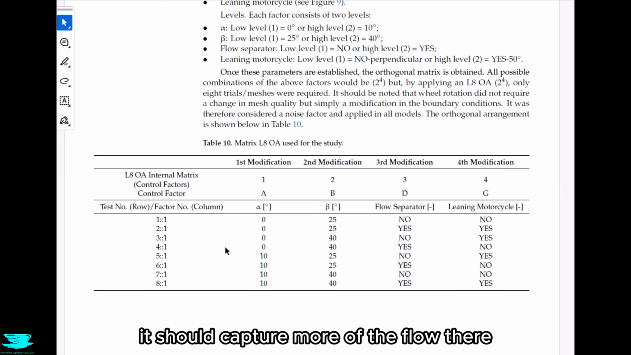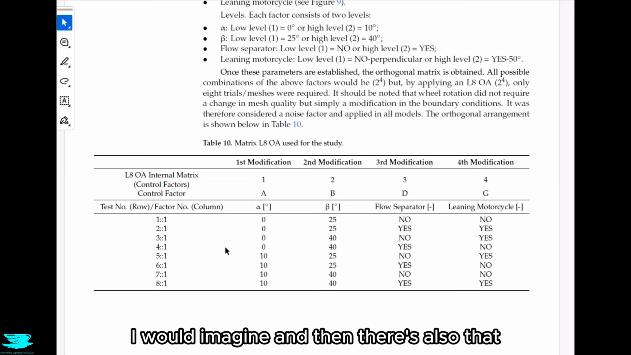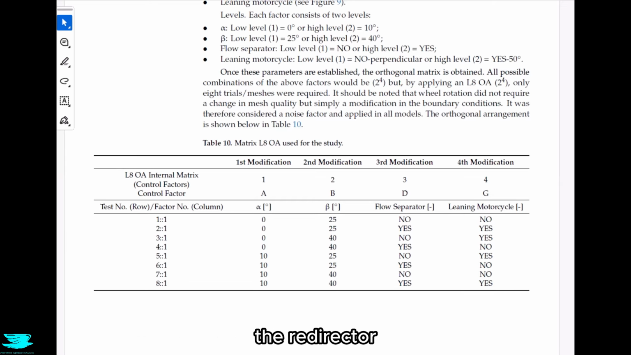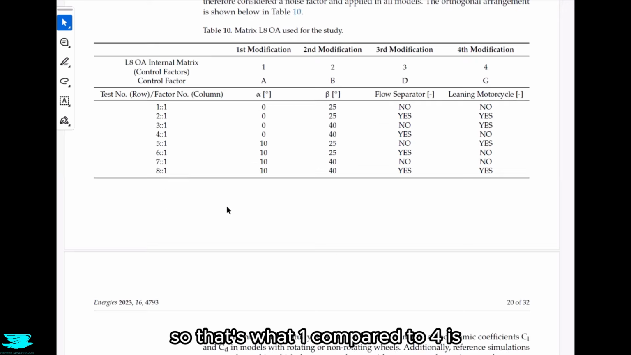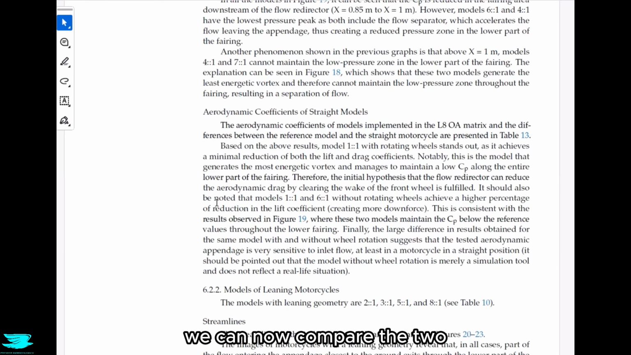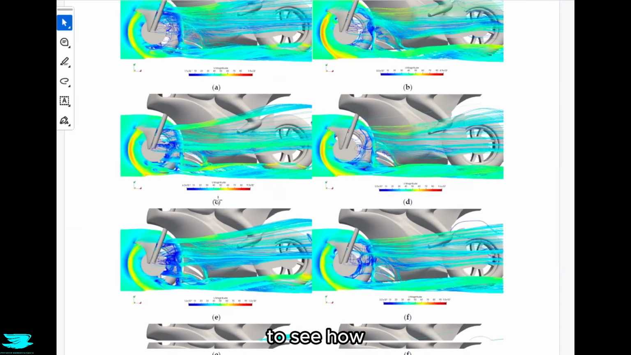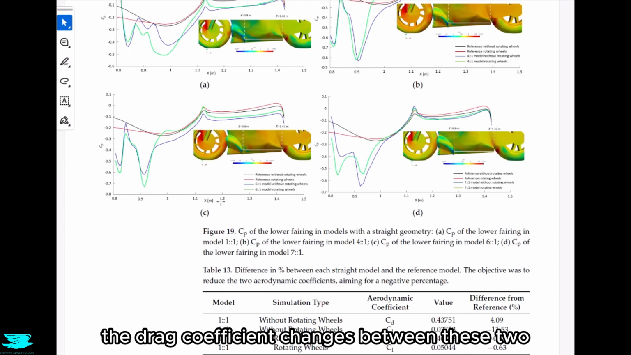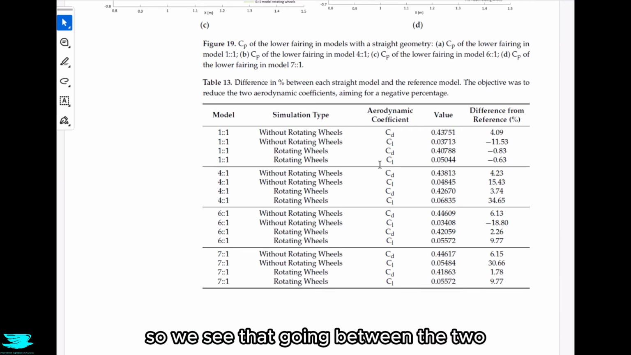That probably means that it should capture more of the flow there, I would imagine. And then there's also that we have the flow separator inside as well, the redirector. So that's what 1 compared to 4 is. And going back to table 13, we can now compare the two to see how the drag coefficient changes between these two. So we see that going between the two, we have a change of about 3 to 4%.